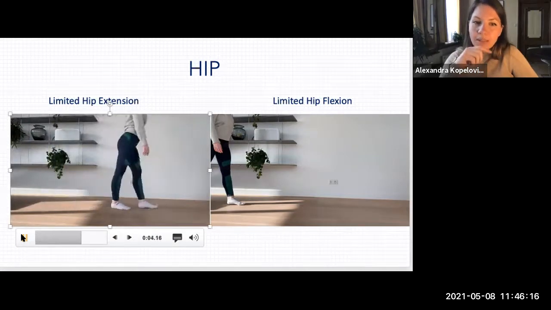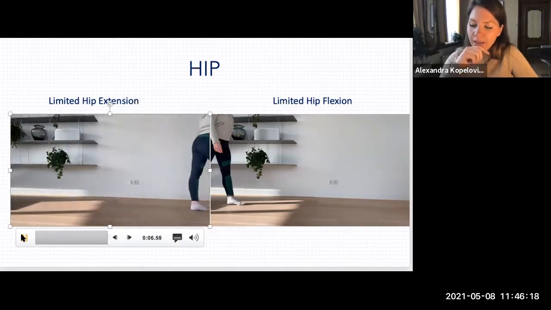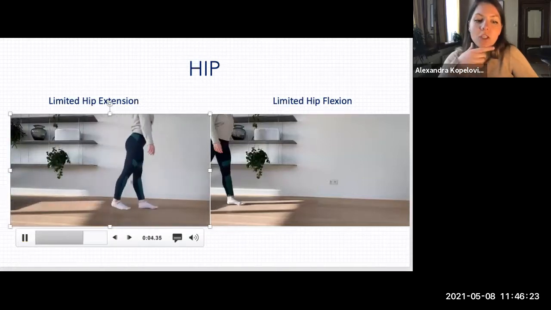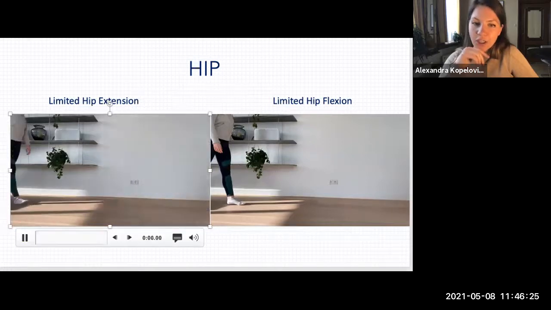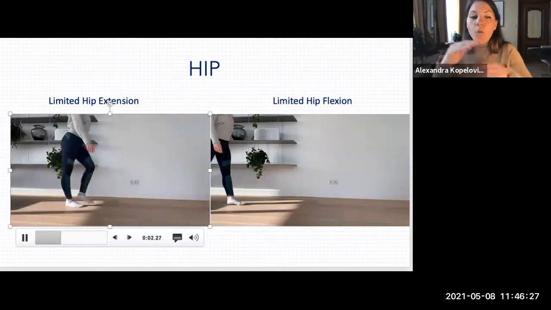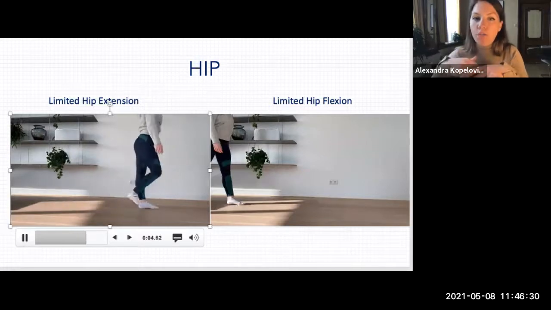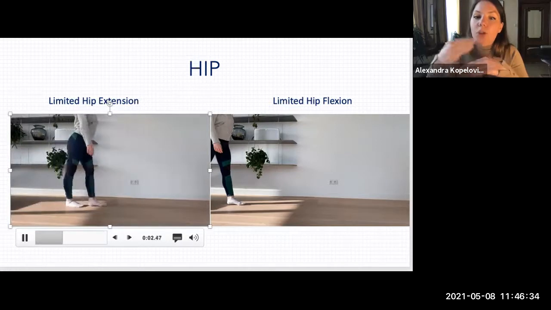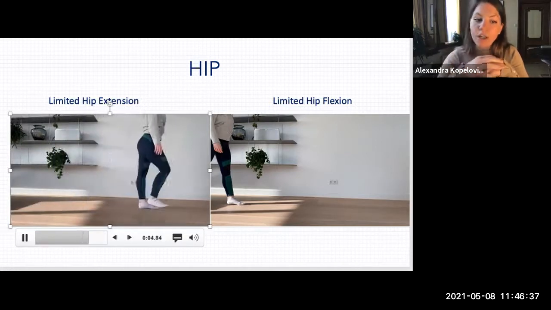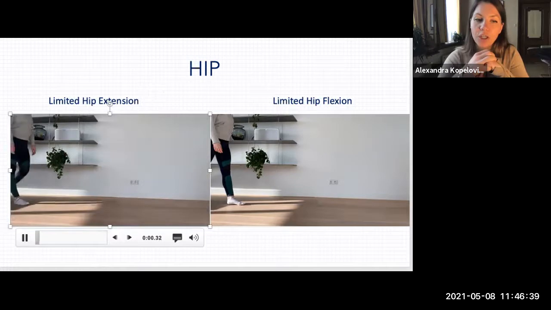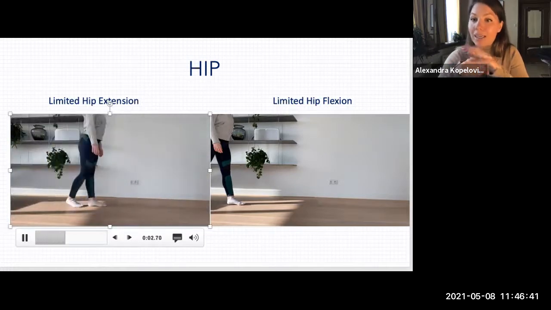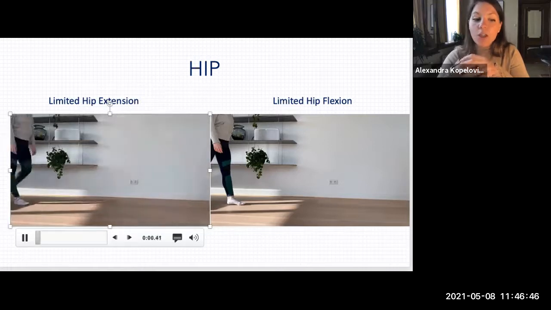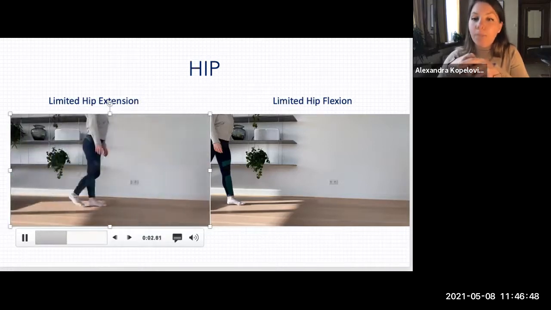So this is what limited hip extension would look like. Just give you a second to look at it. So with limited hip extension, typically we will be compensating with a joint above or a joint below to gain that range. So in this case, the compensation comes from a joint above. If you're unable to get hip extension through the femur, actually extending within the acetabulum, we will get hip extension through the pelvis. So the pelvis will go through anterior pelvic tilt.